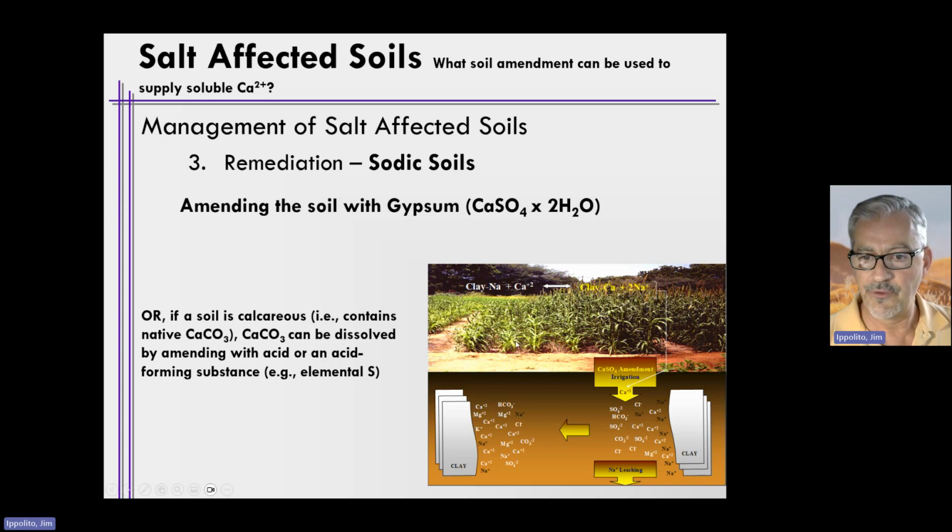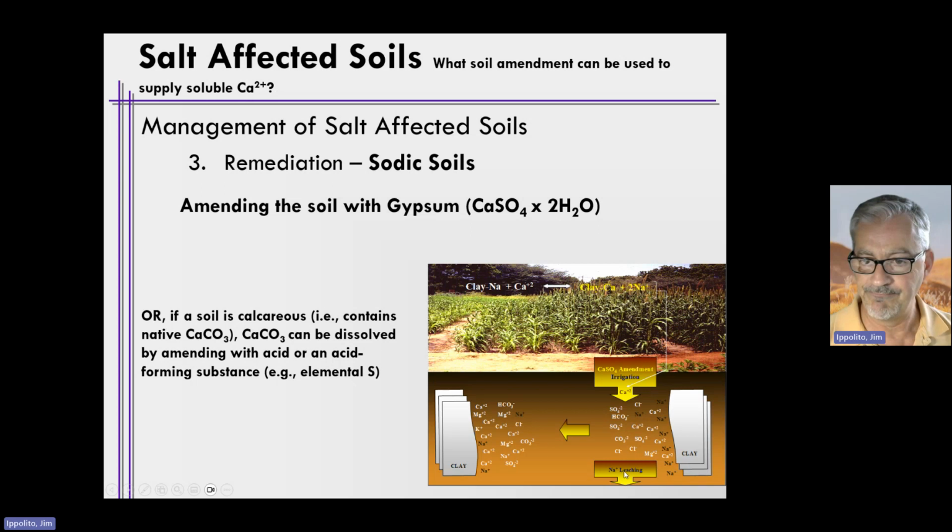On the left, you have a soil that has a clay that has quite a bit of sodium. The plants are suffering, and we add gypsum. It dissociates in the soil water, and calcium comes off. If we add it at the right amount, we can kick sodium off the exchange sites, and now we have calcium on the clay sites or the exchange sites, sodium in the soil solution, and then we irrigate and leach.